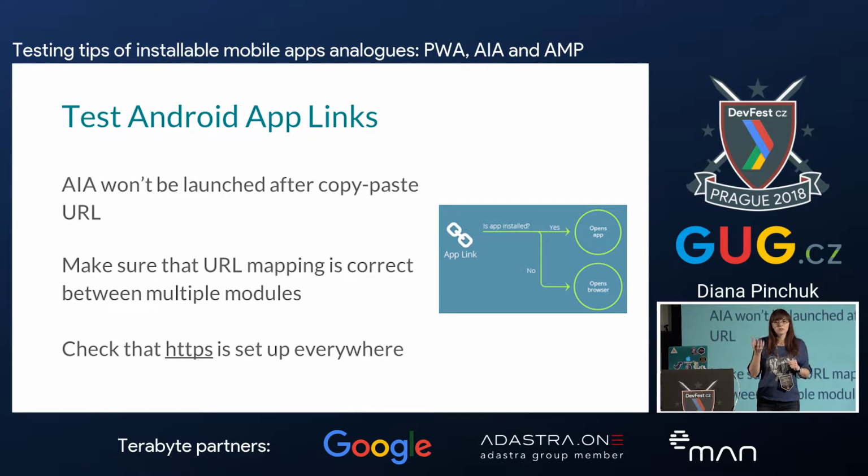You need to always work with HTTPS. You need to be sure that all the mapping of URLs between your feature modules is correct. For example, you have basket, payment, login, and so on. You need to make sure that all the URL mapping matches your modules. And make sure that your URL is not copy-pasted into a browser. It actually needs to be clicked in some messaging app or email, for example.